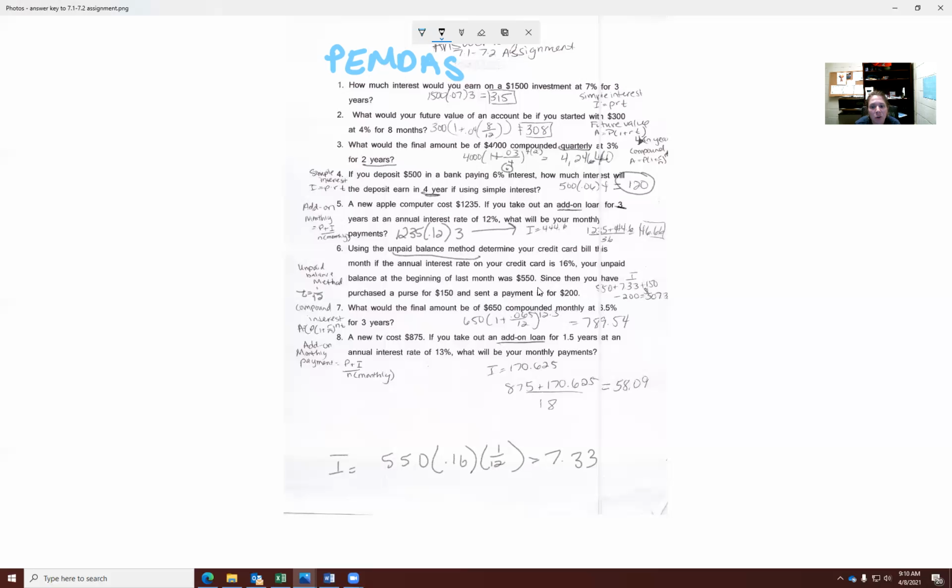And then if you look at your formulas, you have to take your unpaid balance from the beginning of last month, you add your interest in, you add any other purchases, okay, which is where the purse comes from, and then you subtract what you're paying, okay, any payments that you put in. So again, you take your unpaid balance from the beginning of last month, you add the interest that you're owing, you add in any other purchases. So this is the purse, and then you take away what payments that you've sent.